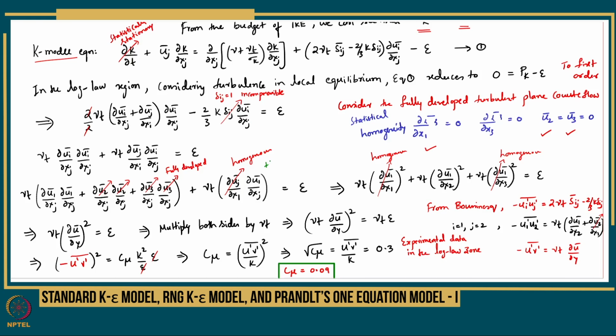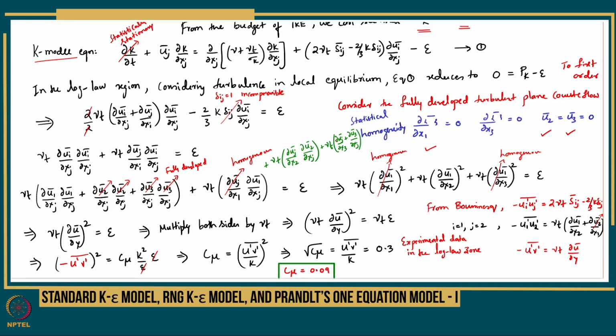So I get the same nu t of ∂uj bar/∂x2 and ∂u2 bar/∂xj, and then plus I'll have nu t of ∂uj bar/∂x3 plus ∂u3 bar/∂xj. The end result is the same.